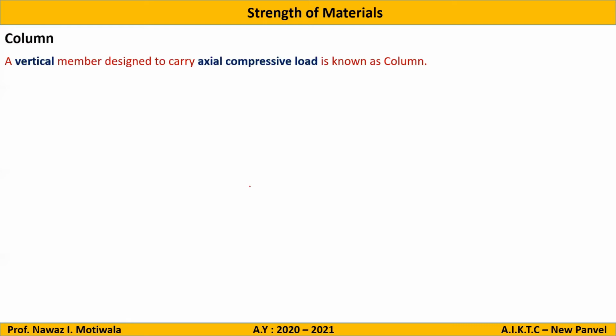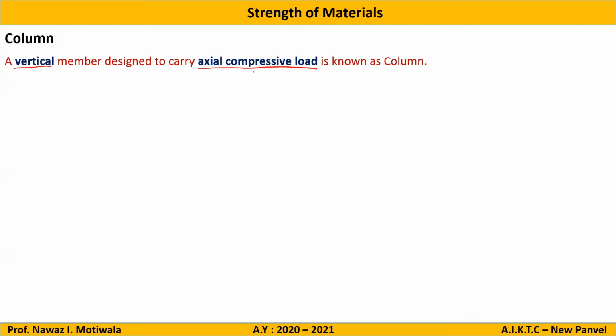So you all know that a vertical member which is designed to carry axial compressive load is known as the column. So two things are required. It should be a vertical member and it should be carrying axial compressive loads.